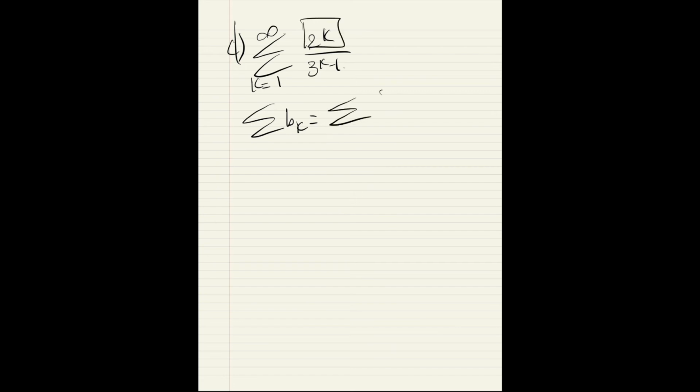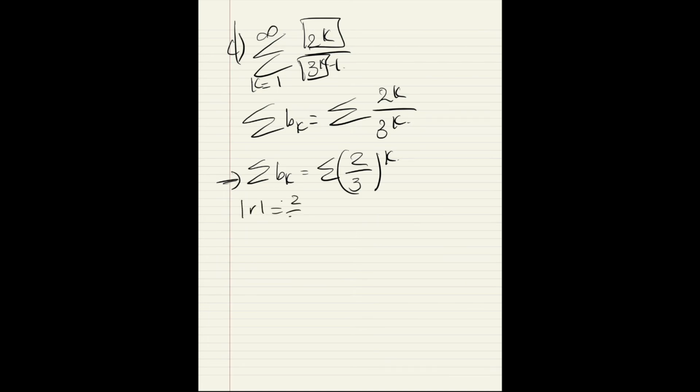Okay. And then for series D, for example, the series from k equals 1 of 2^k over (3^k - 1). Which series of b_k are we going to use? For me, the series of b_k uses the highest exponents, which is 2^k over 3^k. And then I know this one from the geometric series test. The series of b_k equals the series of (2/3)^k. The series b_k converges since r equals 2 over 3, which is smaller than 1, so it converges.